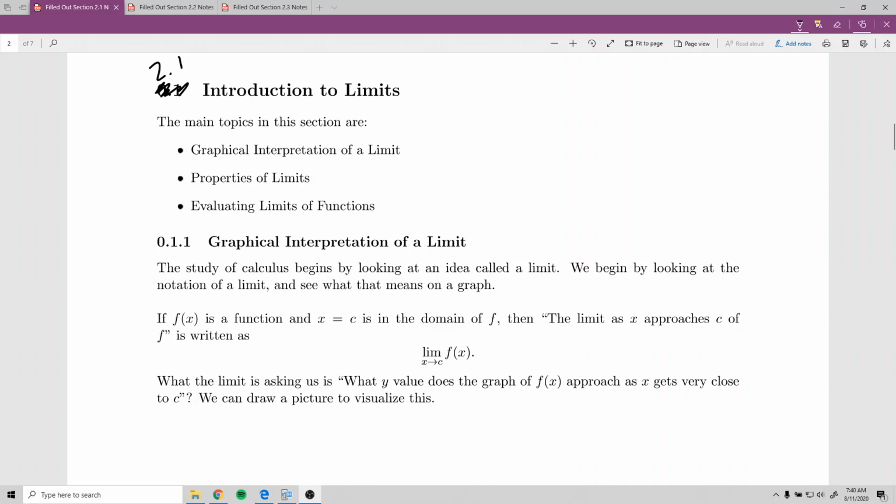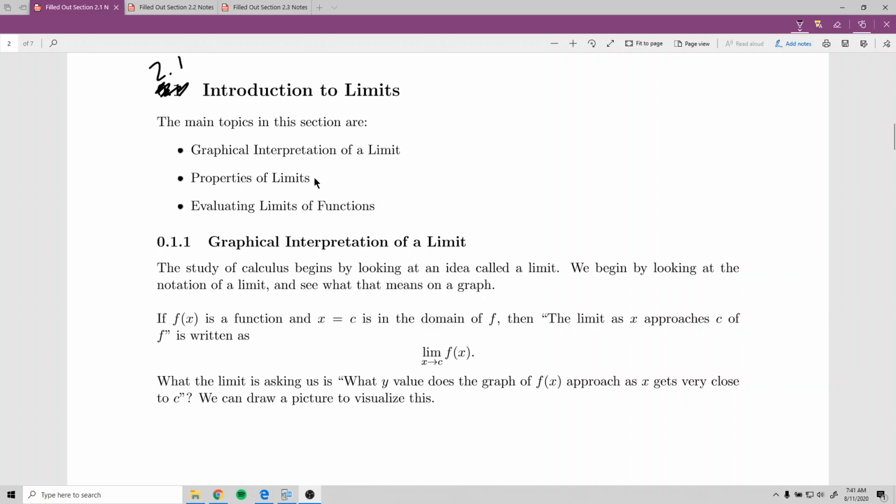This video is going to be on section 2.1, Introduction to Limits. This is the beginning of new material for the class. The main topics in this section will first look at pictures to understand what a limit means. This is very important as far as what we're going to be dealing with for the entire class. Everything is built on limits.